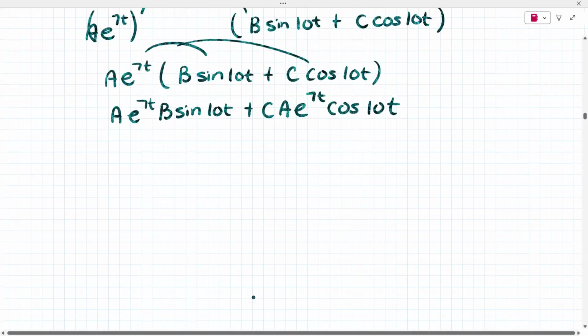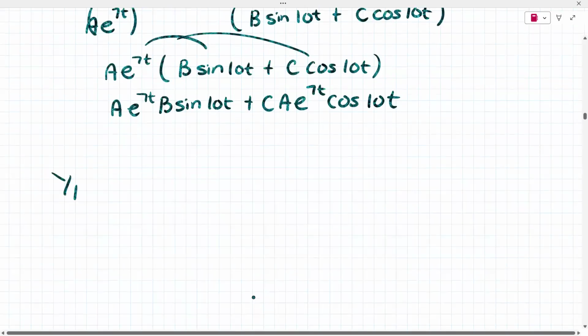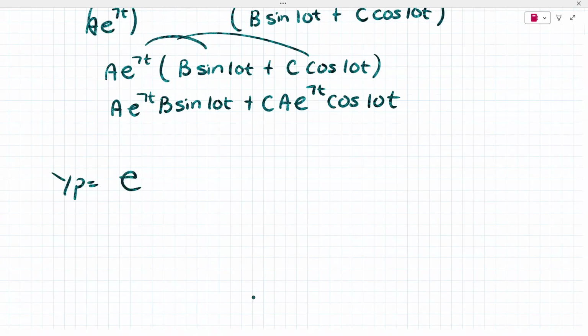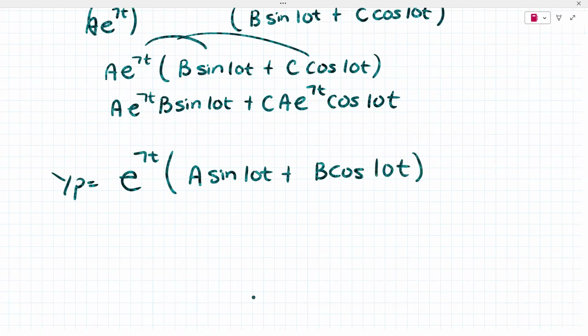Okay. Then what you would do is, so your yp, you could factor out an e to the 7t, so e to the 7t times a sin of 10t plus b cosine of 10t.